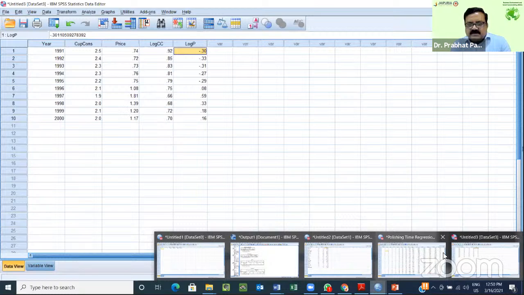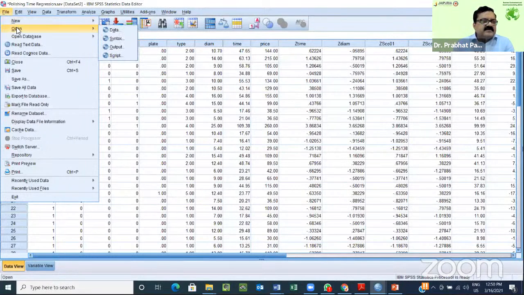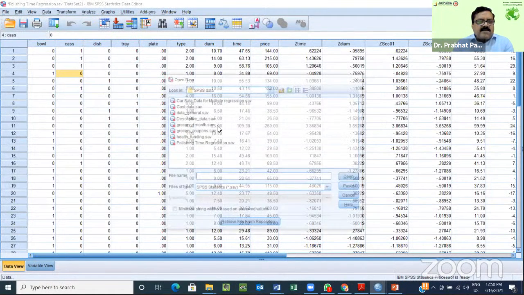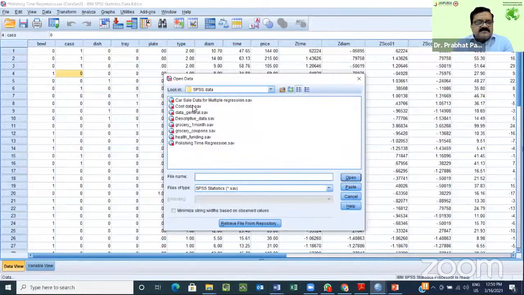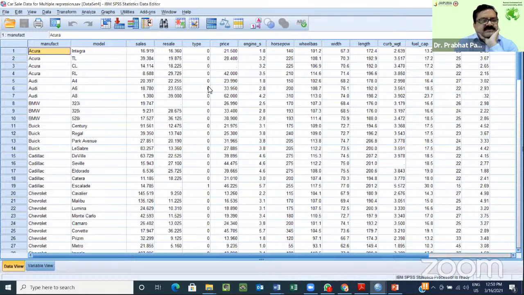So I'm going to take you now to slightly bigger data. I'm opening the car sale data. If you see this, it's a massive data in front of you. This is also actual car market data. Slightly outdated, but it's very good data for understanding regressions and all.